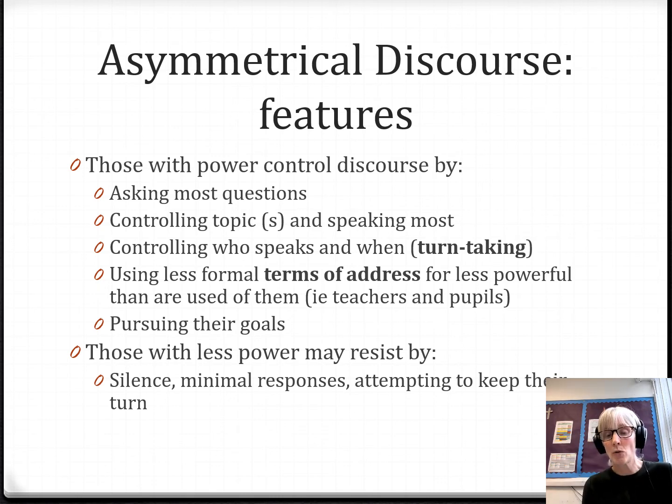What can those who don't have any power do in that situation? They can't do those things. They don't have the power to do any of those things. But what they can do is not say anything, so they can respond with silence or with very minimal responses. And also when they do get their turn, they can try and keep it for a long, long time. But that doesn't show they've got power. It just shows what they can do if they're not happy with how little power they have.